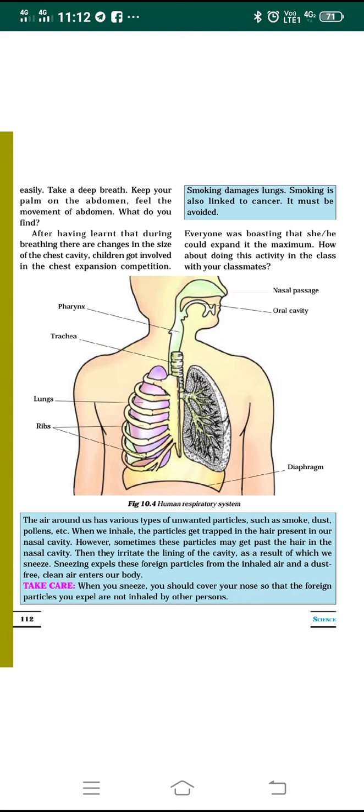I hope you have understood this concept. You also need to draw this diagram neatly and label the parts properly, because this is a very important part of this lesson. That's why you have to remember the respiratory system, its parts and the diagram.